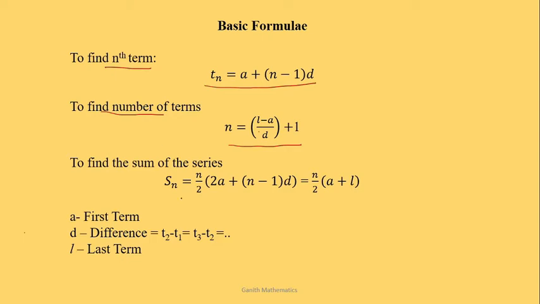Now at the end we are going to see what this notation denotes. To find the sum of the series, there are two formulas. The first formula is n by 2 into (2a plus (n minus 1) into d). The second formula is n by 2 into (a plus l). So if they give a and d, then you can use the first formula. If you have a and l with you, then you can use the second formula.